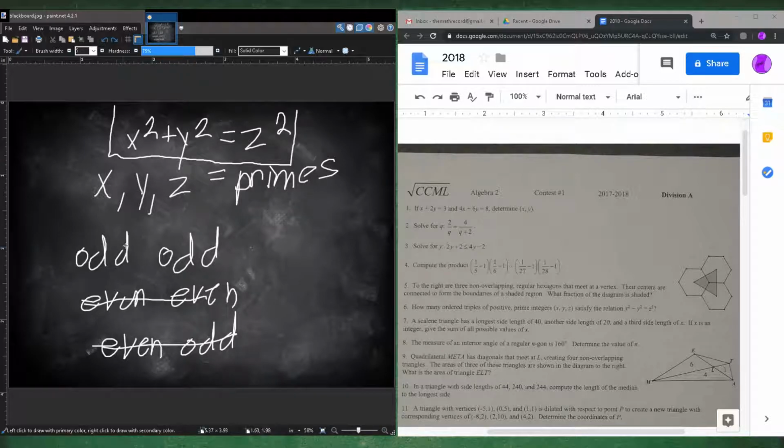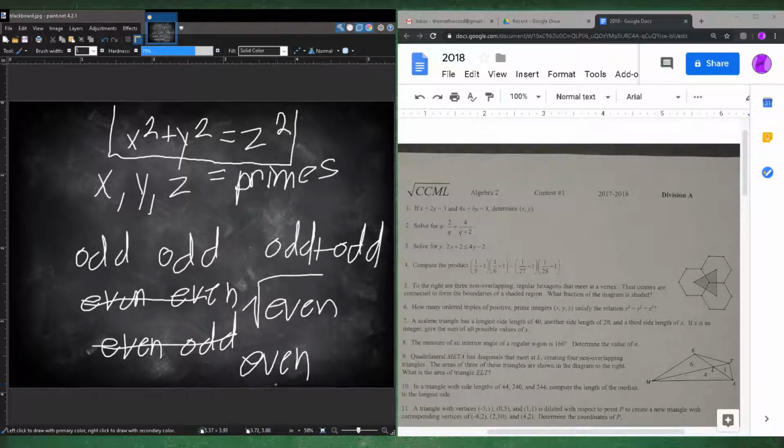So if you think about it, an odd squared is just another odd, right? Now you add those odds together, and that gets even. So now you have an even number equal to z squared, right? So you take the square root of an even number, and it's going to be even, right?